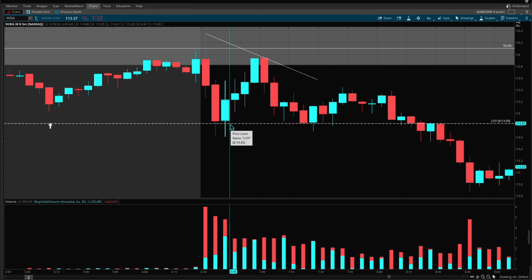That's very vital to understand, because what you need to understand is only take shorts or even a position in general when you get an actual candle close below.